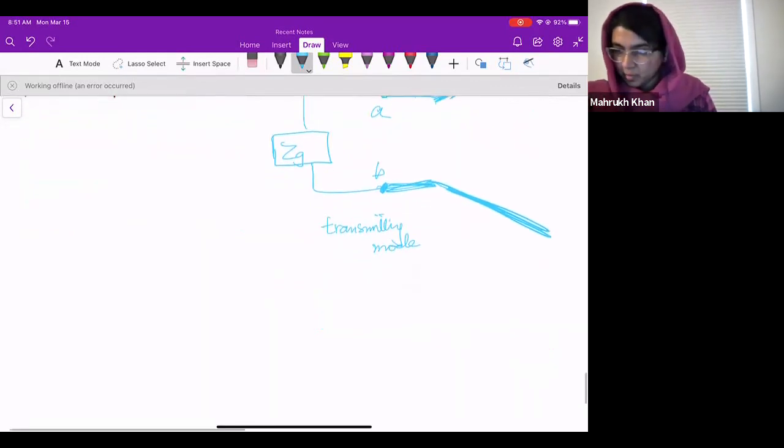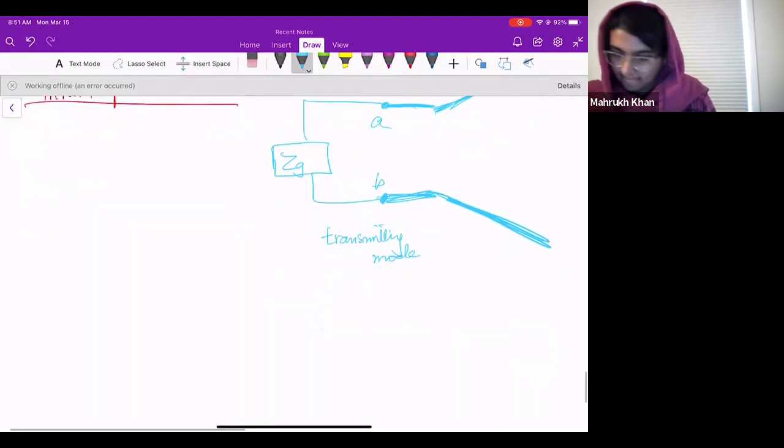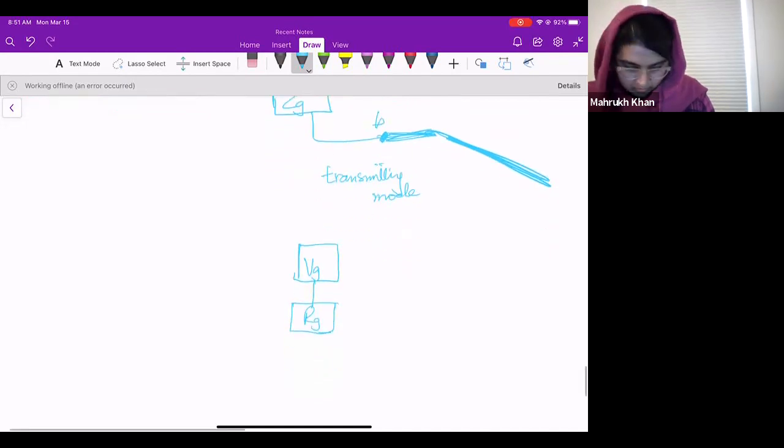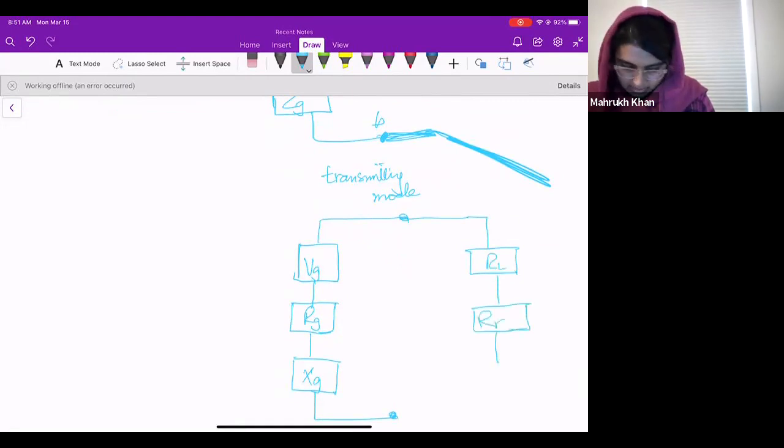So this is a transmitting mode, and the equivalent circuit of this antenna will be VG, RG, XG. This is the resistance and the voltage of the generator side. On the antenna side, there are RL, the load resistance, RR, the radiation resistance, and XA, the antenna reactance. What it is, we will discuss that.